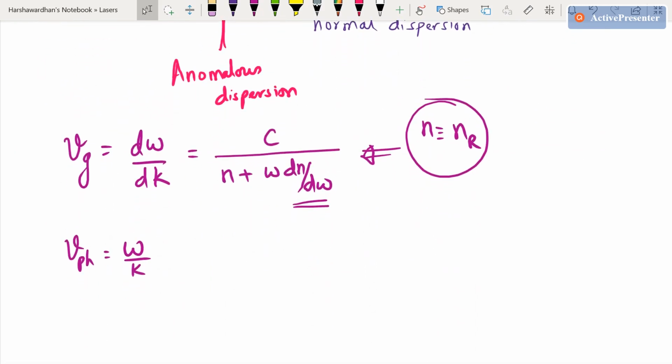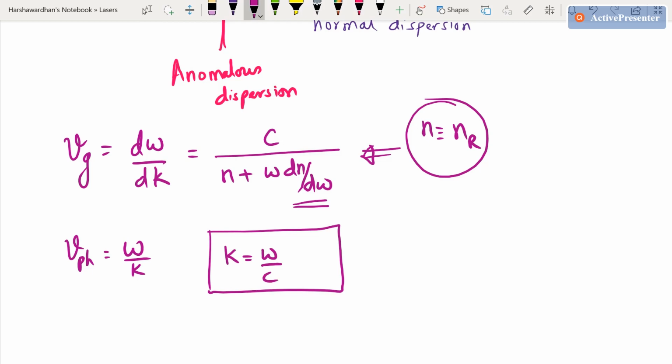Remember, to derive this expression, we have used the fact that my dispersion relation, that is my k, is omega by c times the refractive index n of omega. You recall that this was our definition.